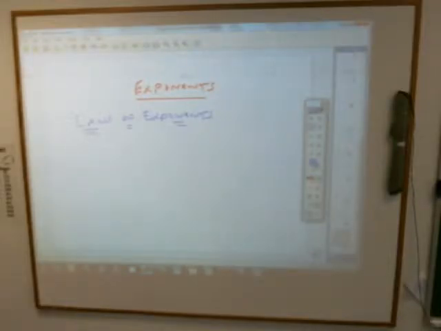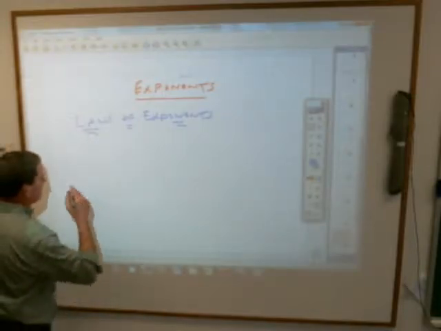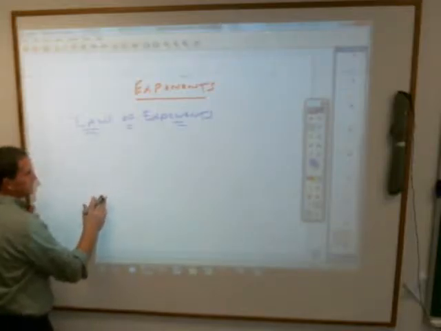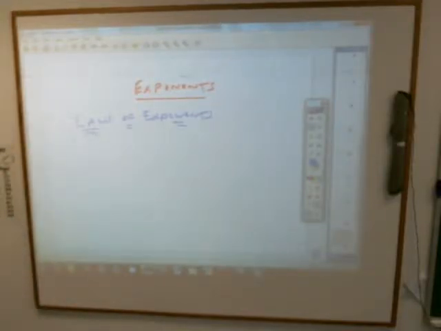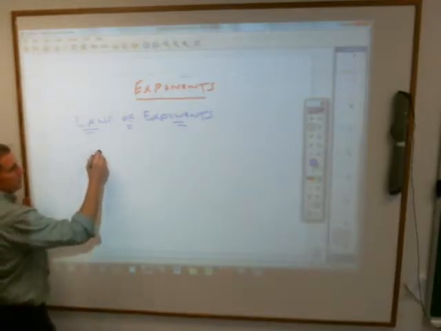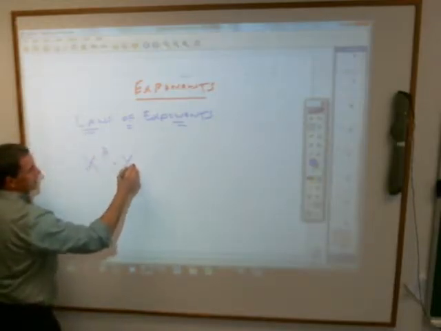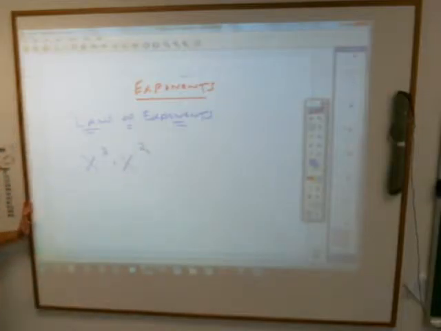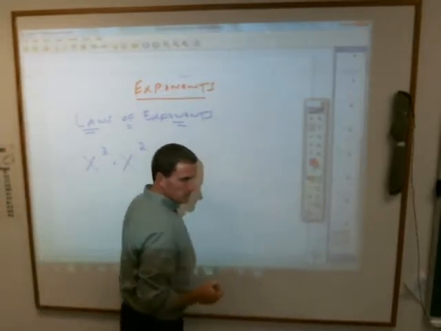For example, here's the deal. Let's use letters. If I have x to the third power times x to the second power, this is what I mean by intuitive. If I were a 7th grader and I looked at this problem, I would say the answer should be x to the 6th power, because it's multiplication, and 2 times 3 is 6. That is incorrect.